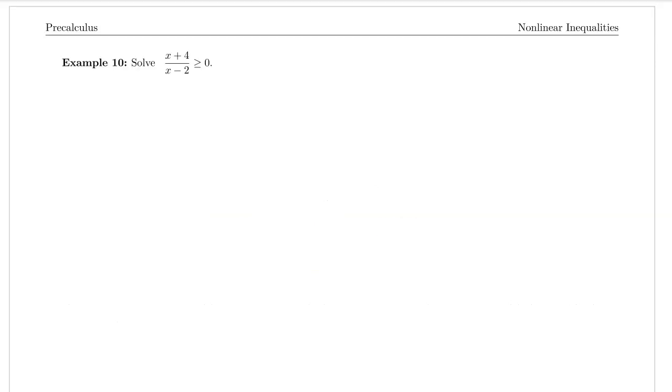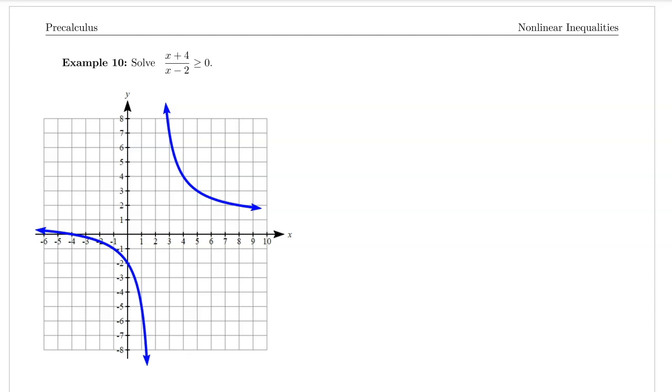Example 10 says solve the inequality (x plus 4) over (x minus 2) is greater than or equal to 0. So really quickly, we haven't talked about what the graph of y equals (x plus 4) over (x minus 2) would look like. So I've included the graph here, and essentially we want to know when is this graph greater than or equal to 0. And it looks like it's going to be greater than 0 before -4, and maybe everywhere after here.